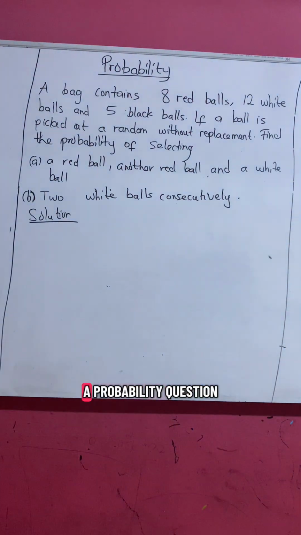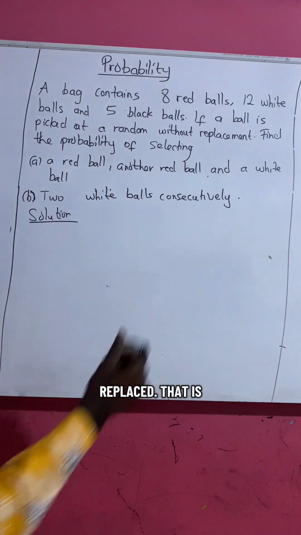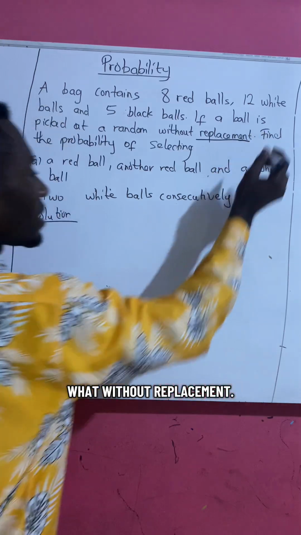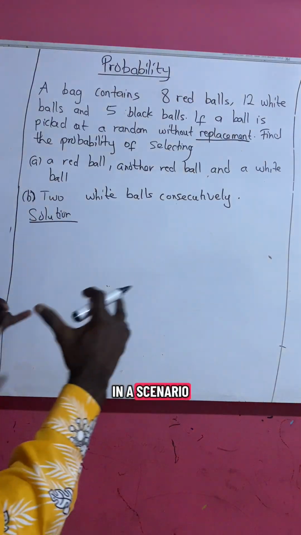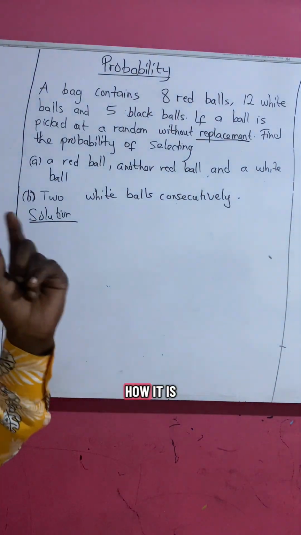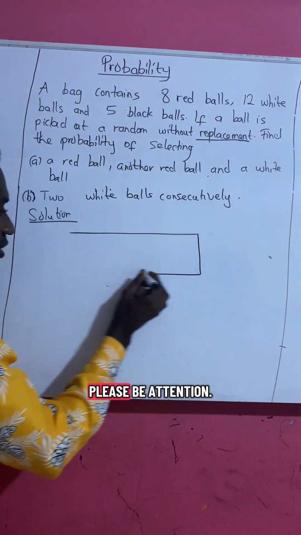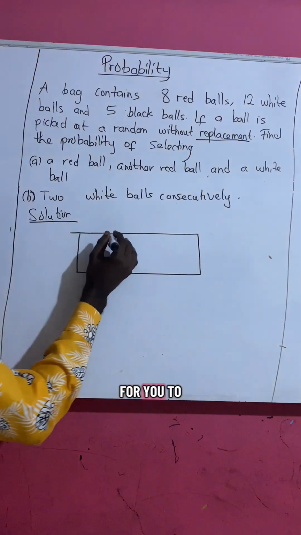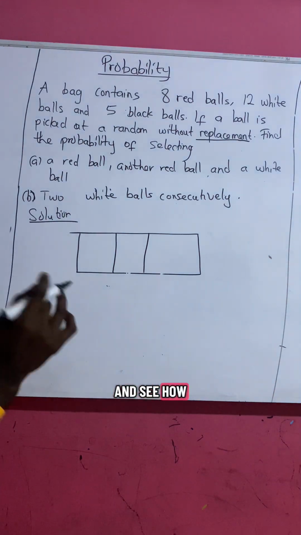Now, this is a probability question that most of you find difficult. It is a type of probability question where, when a ball is picked, it is not replaced. That is what? Without replacement. Mostly people go straight forward, but I'm going to put it in a scenario or diagram form so you see how easy it is. Let me say this is the box. Please pay attention. I am here for you to understand the concept, so that even if you forget, you can identify and see how it works.